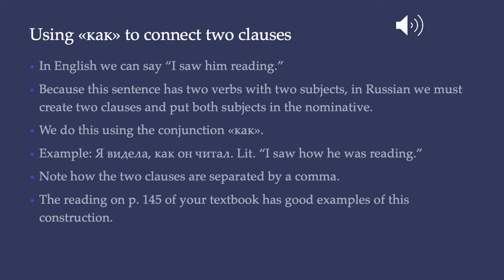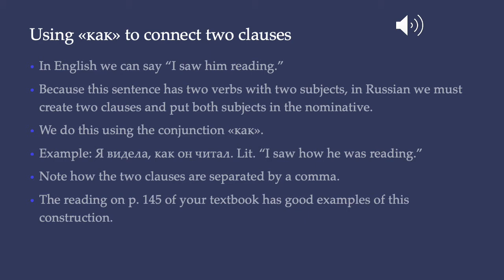In English, we can say things like, I saw him reading. But in Russian, we can't say that, because in Russian, that kind of a sentence has to have two verbs with two different subjects, in which one of the subjects is the object of the other verb. And we can't do that in Russian, because the subject of a verb must be in the nominative, so it cannot be the object of another verb, because then it couldn't be in the nominative.